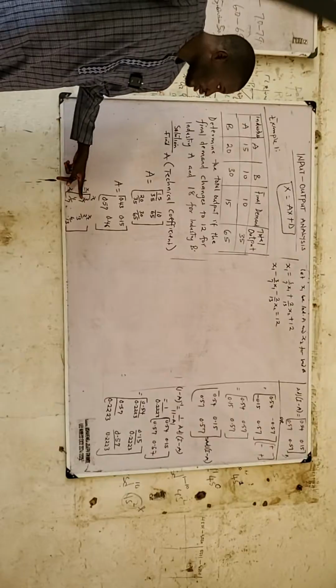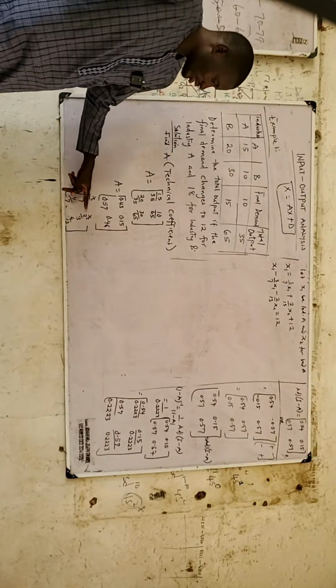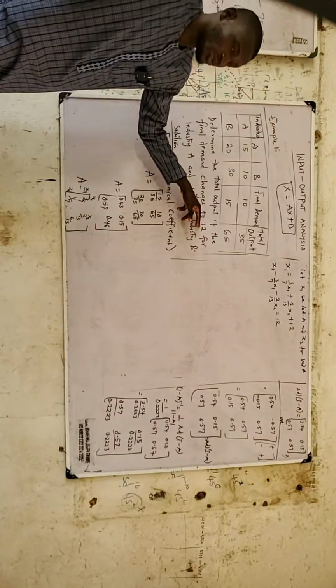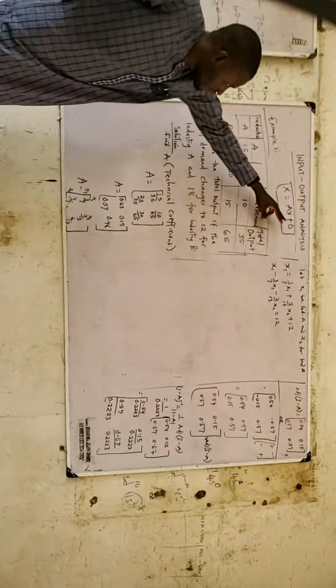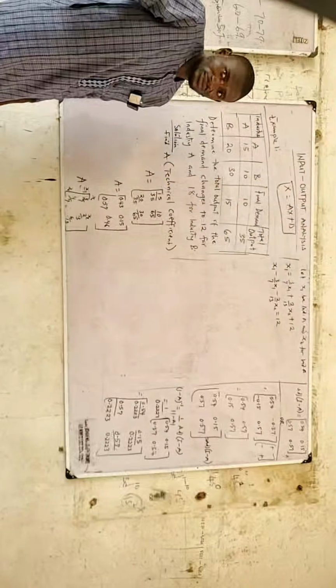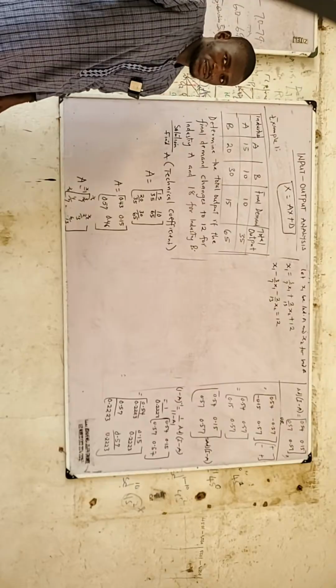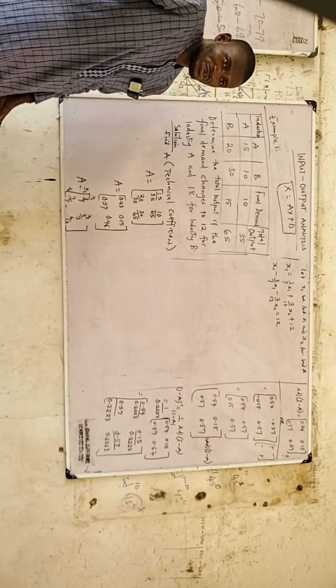When you multiplied x1, you got this one here: 3 over 7 x1 plus 2 over 13 x2, plus the 12 that was given, the 12 for industry A. This 12 here is the final demand. This is for x1, we are still on x1. Now x1 will give us equation 1.